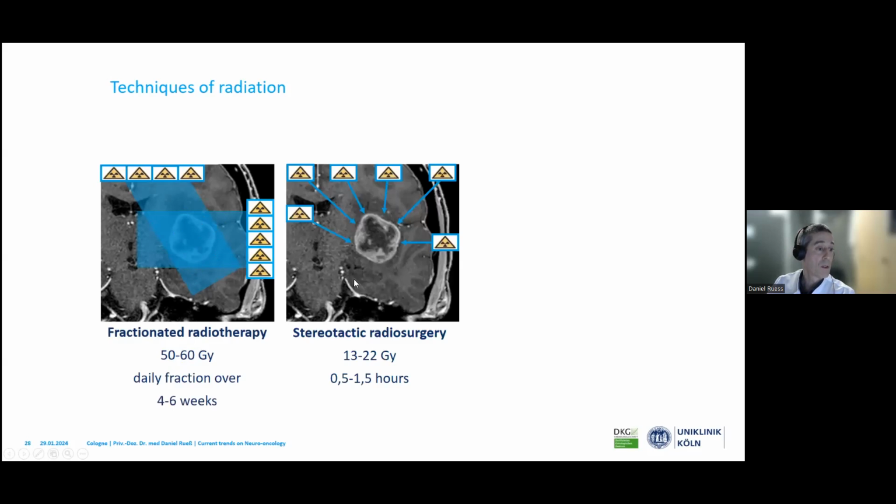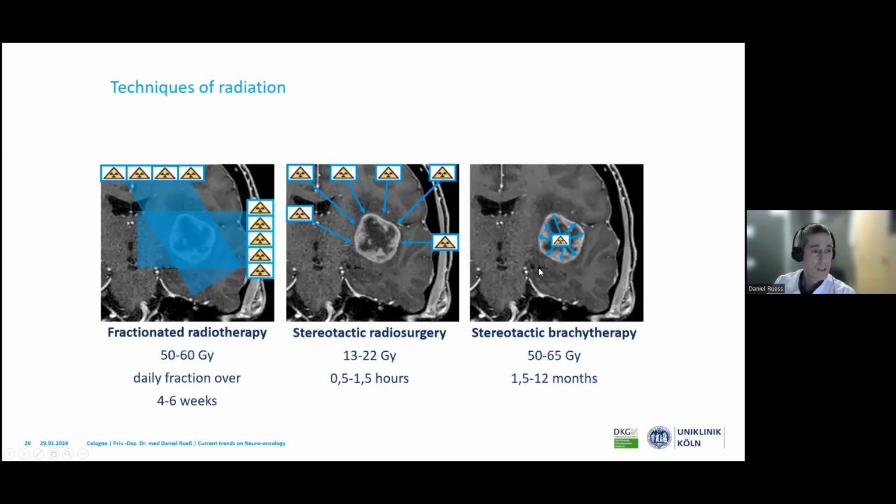Then we have, in contrast to that, stereotactic radiosurgery. Here you give the radiation dose in a couple of hours. But in stereotactic brachytherapy, you do the radiation from the inside of the tumor. So you implant the radiation source inside the tumor, and you irradiate the tumor over months, so nearly could be also 1 year. So that's the difference between these types of radiation.